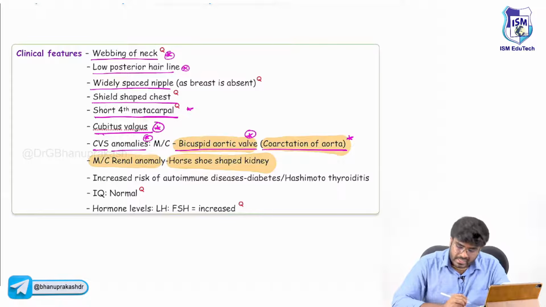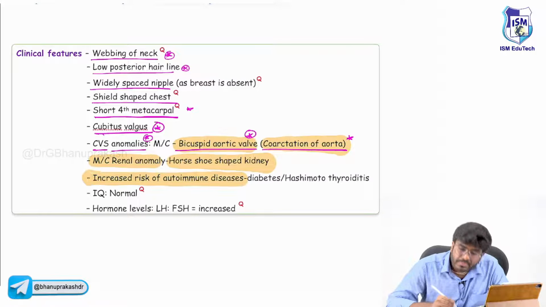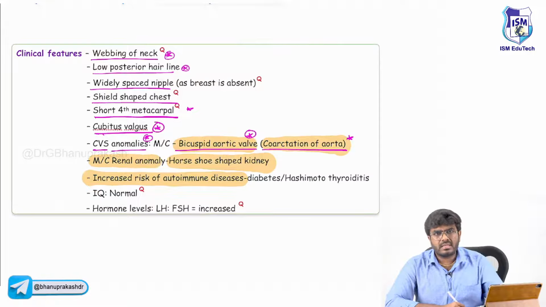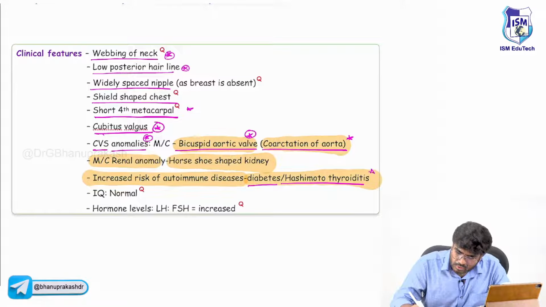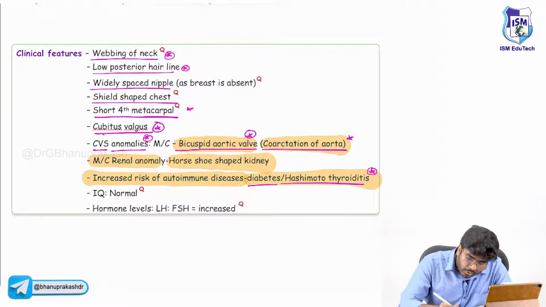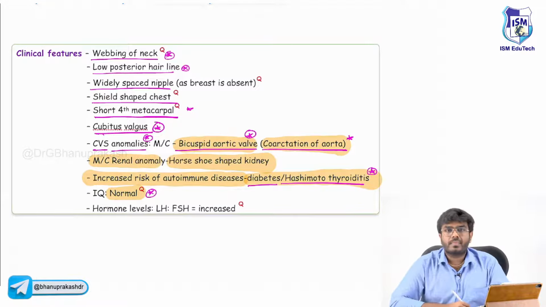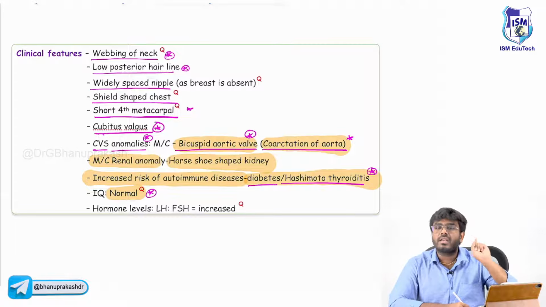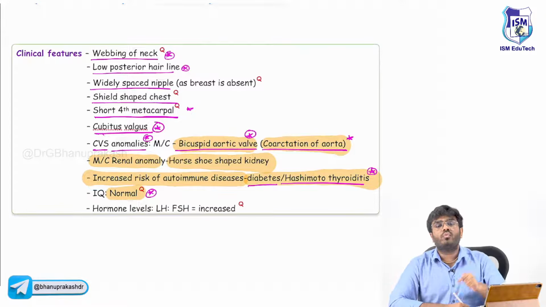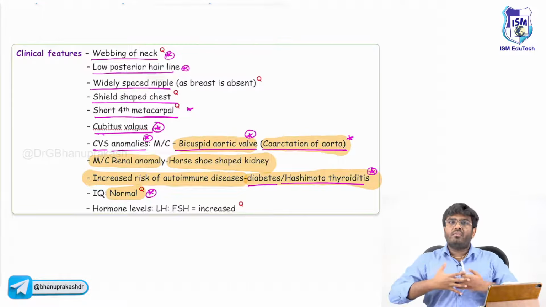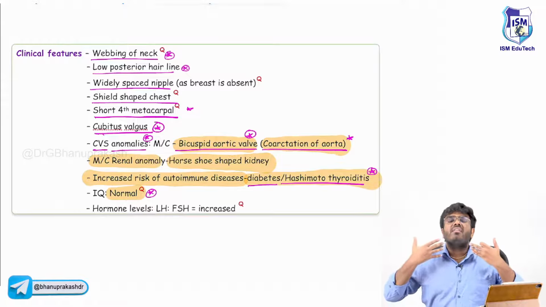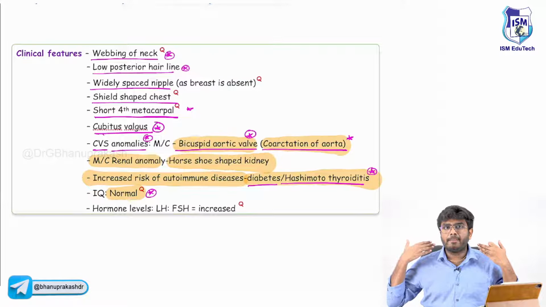Now, these Turner females are at increased risk of autoimmune diseases. All autoimmune diseases are most commonly seen in females. Even this Turner female is at risk of developing diabetes and Hashimoto's thyroiditis. Diabetes and Hashimoto's thyroiditis are the autoimmune disorders, true. But a very, very important point is her IQ is going to be normal. There is no mental retardation. In all the trisomies there is mental retardation, but here, in Turner syndrome, very, very important, her IQ is normal, sir. She is just like a normal regular girl, but she is short, with a shield chest, widely spaced nipples, webbing of the neck, and a low posterior hairline.